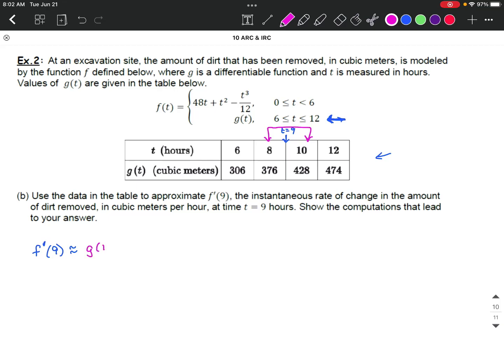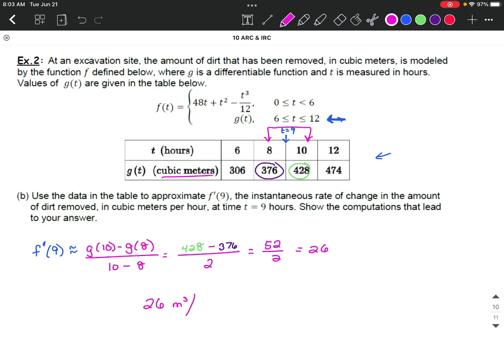So we're going to find g of 10 minus g of 8 over 10 minus 8. Okay, so 10 minus 8 is 2. The denominator is easy. Now the top, g of 10 is 428, minus g of 8, which is 376. If we subtract, that's going to give us 52 over 2, which is 26. So again, 26, don't forget the units. The change in the g's is cubic meters per, the change in the time was hours. So 26 cubic meters per hour.